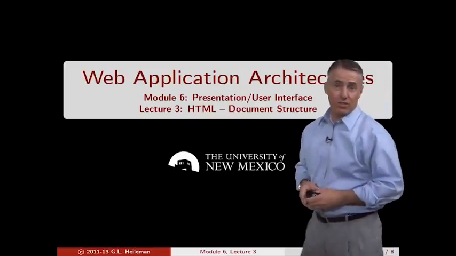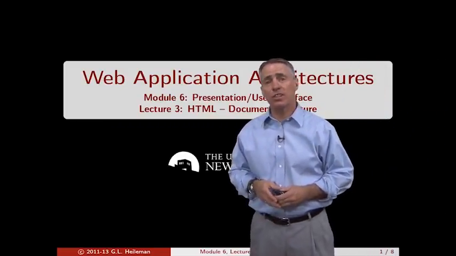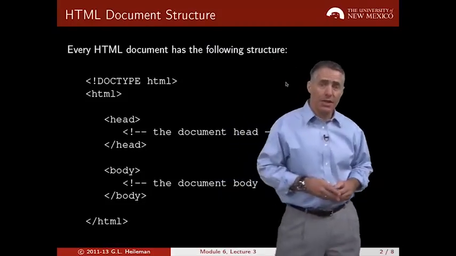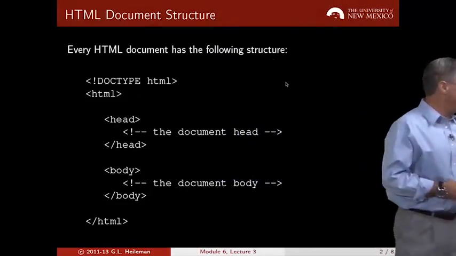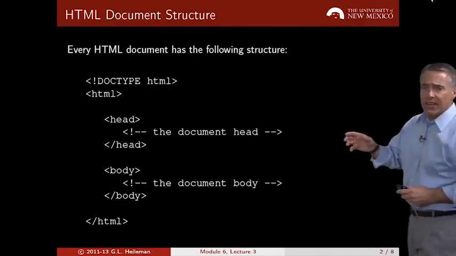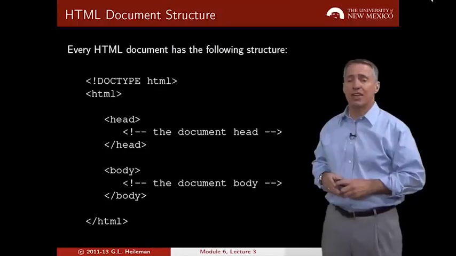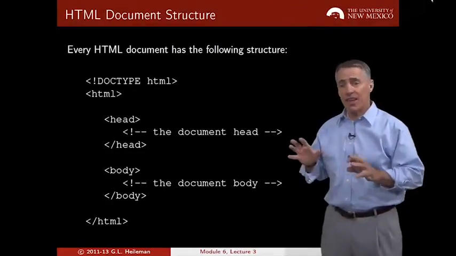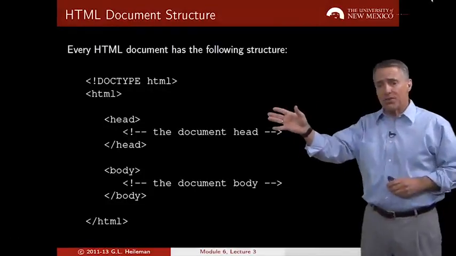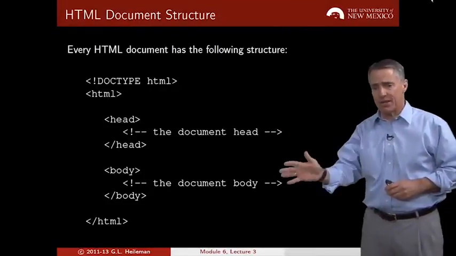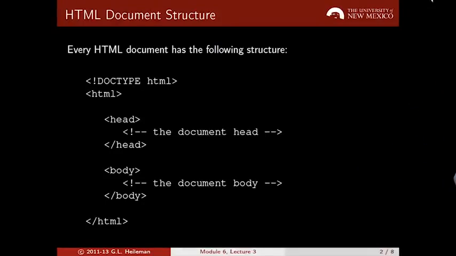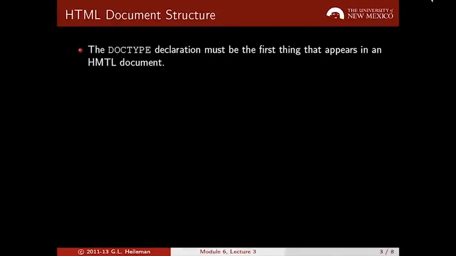Welcome to the third lecture in Module 6, and in this lecture we'll dig more into HTML and talk about the HTML document structure. Now here's a typical HTML document. You'll see here the very first tag is not actually an HTML tag, but this is doctype HTML. That's used for HTML5. There's an HTML open tag, head, body, and then the close HTML tag. Let's talk about each of these sections of the document in more detail now.